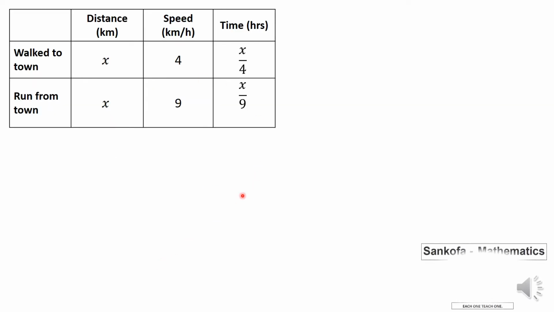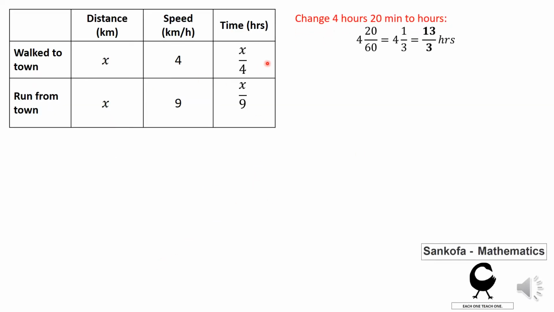All right, so let me just bring in the information we have. To change 4 hours 20 minutes, you just use your calculator. It should be giving you 13 over 3. So make sure that you use your calculator correctly, that you use the mixed number part of the calculator. You put a 4 in the mix and 20 over 60. It's going to give you 13 over 3 hours.